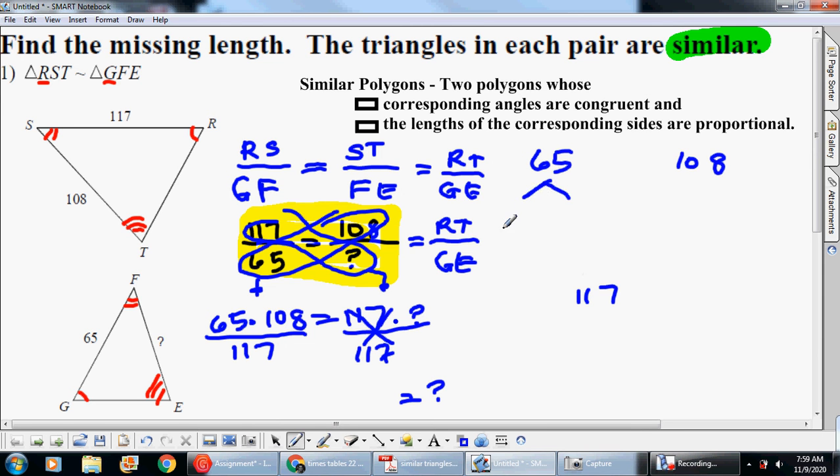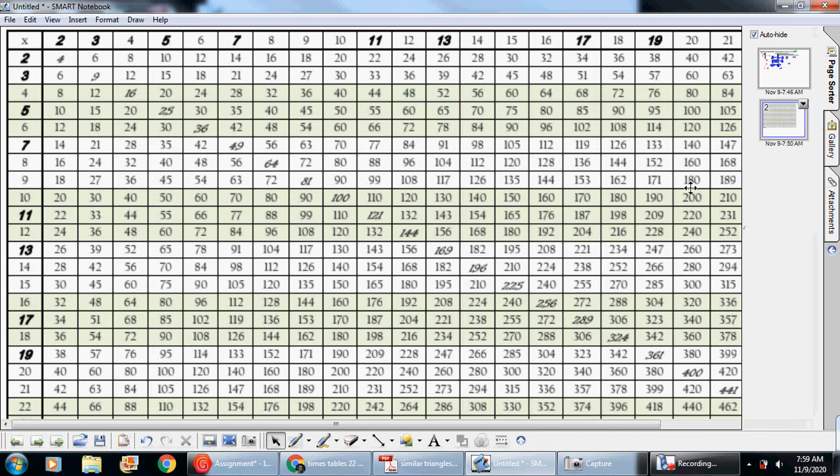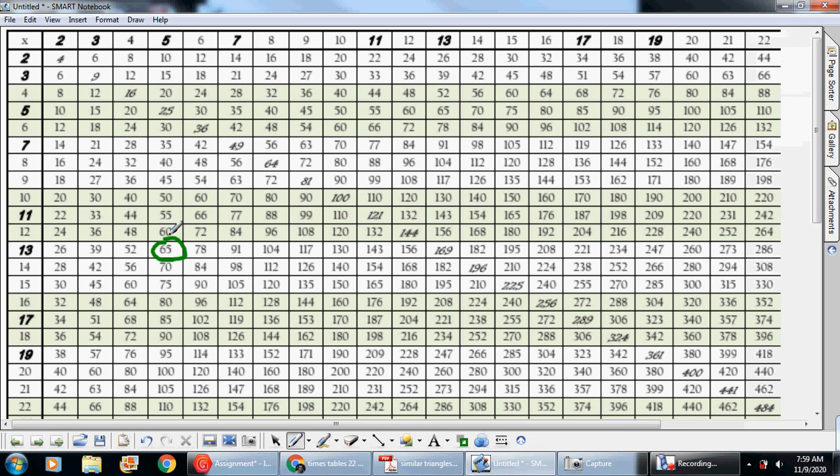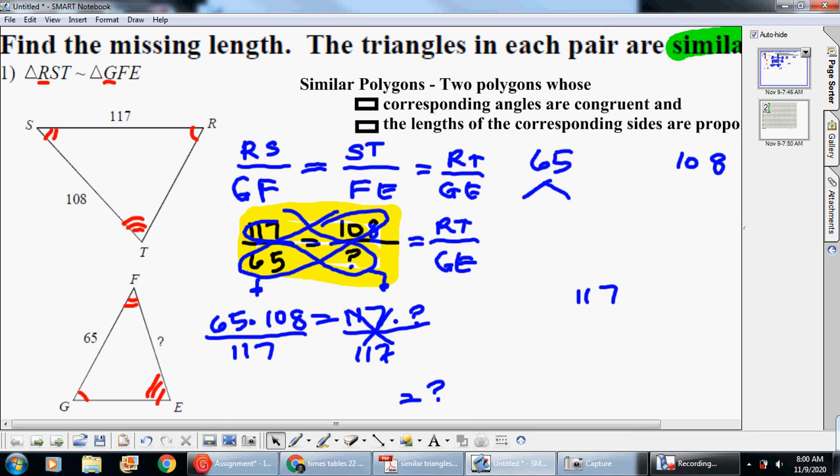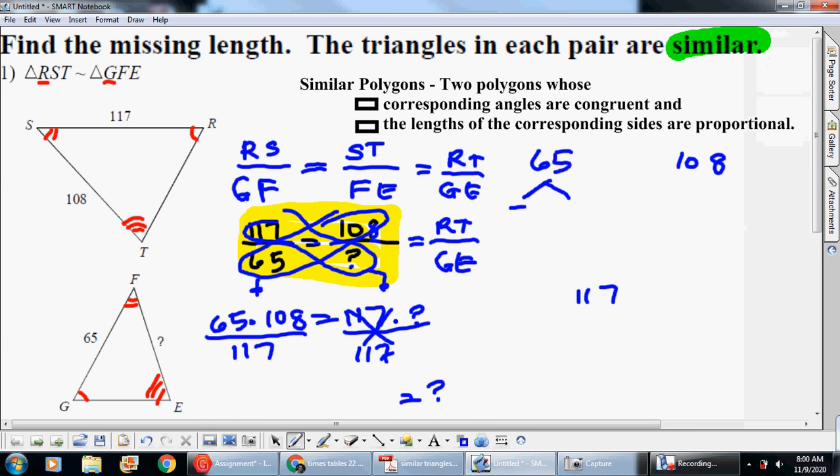and factor them. Okay, factors of 65. Remember I gave you times tables, so the way you do it is look for 65 anywhere in here. Here it is, 65. Look straight up. So 5 will be a factor, and that's prime, and the other factor will be 13, and they're both prime. So 5 and 13.